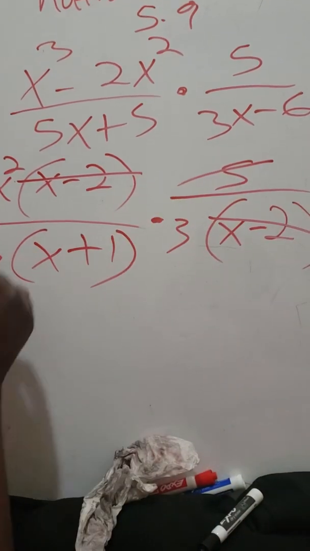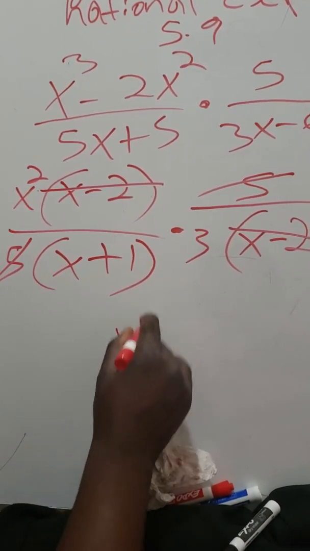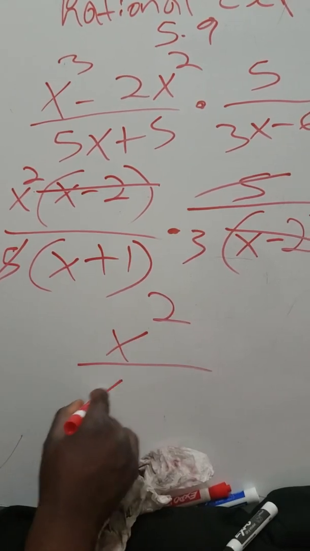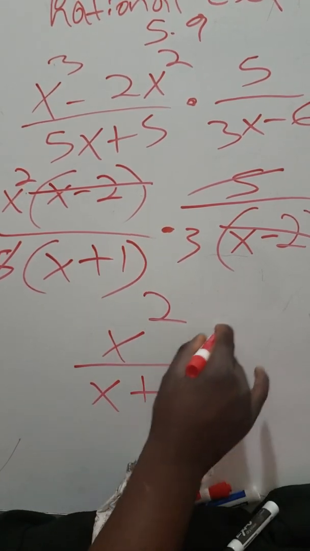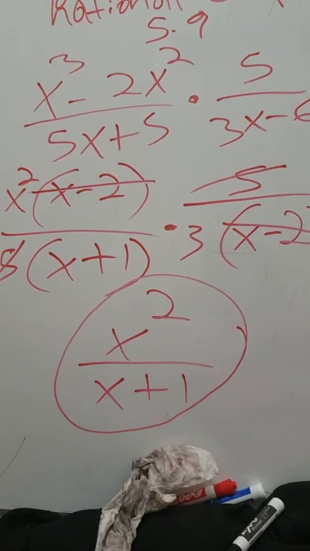This 5 can be canceled with this. So what we have left is x squared over x plus 1, and that would be the final answer, because there's nothing else we could do with that.